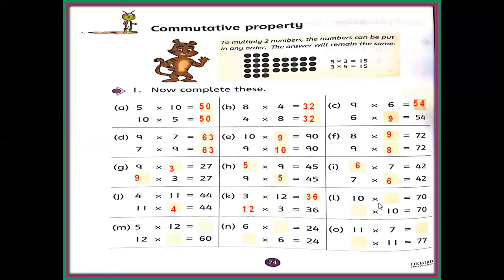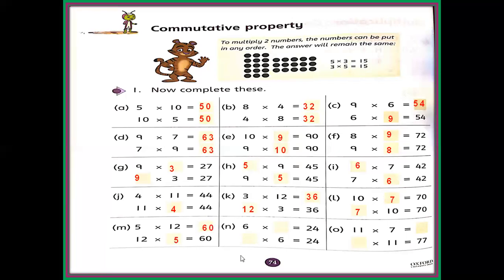So 10, with the table of 10. 10 ones are 10, 10 twos are 20, 10 threes are 30, 10 fours are 40, 10 fives are 50, 10 sixes are 60, 10 sevens are 70. And 7 tens are 70. 5 twelves are 60, because here in the answer 60 is given, and 12 fives, 5 here, right, 5 twelves are 60.